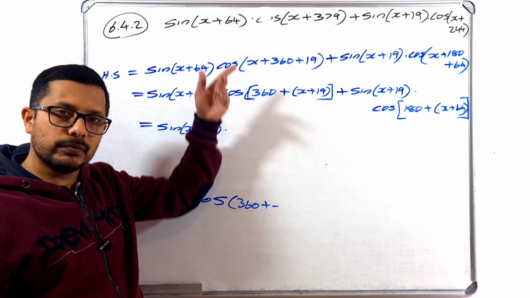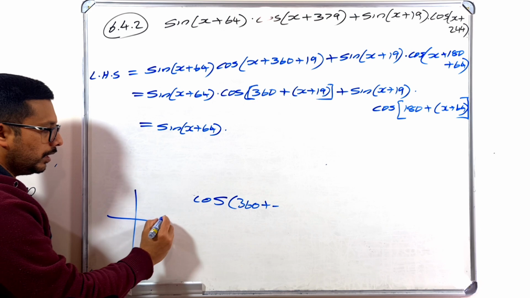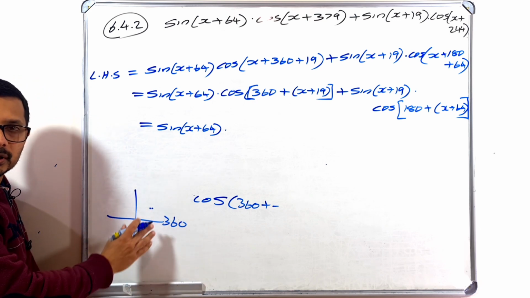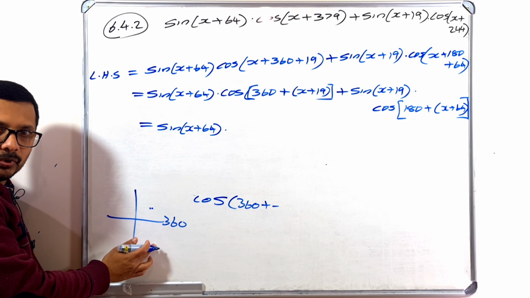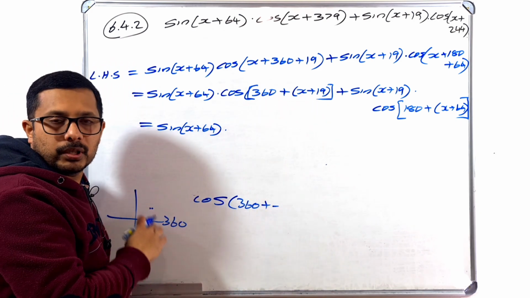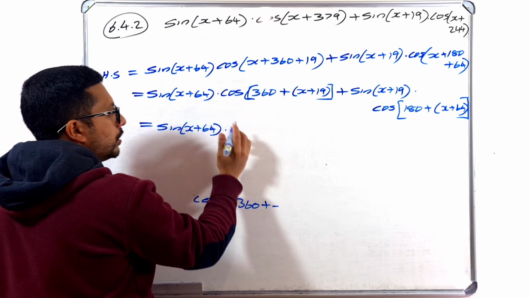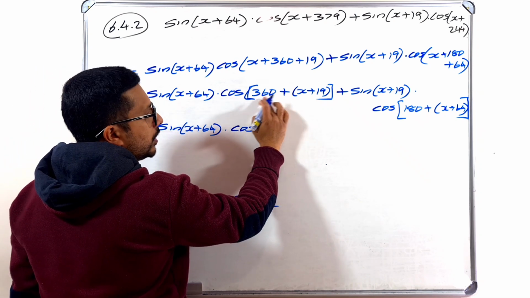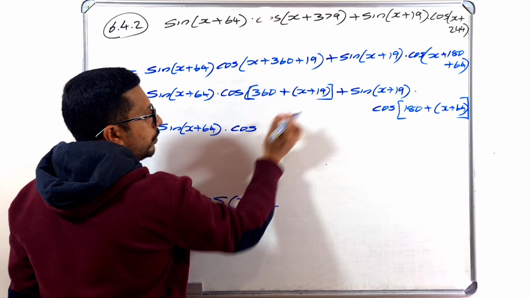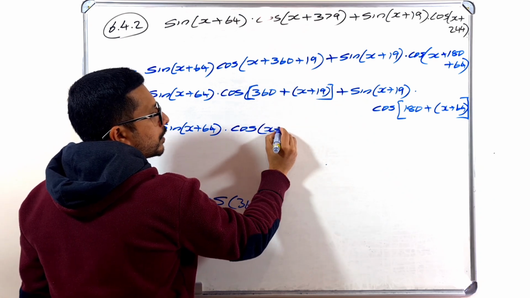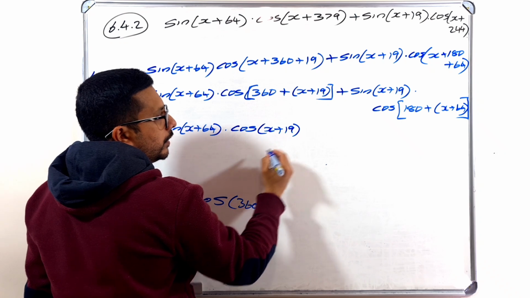360 plus means which quadrant? 360 plus means it's on the first quadrant. 360 minus is on the fourth quadrant. Okay, so this one is on the first quadrant. In the first quadrant all are positive, so cos is also positive. So it is cos of 360 plus an angle, so we are supposed to write cos of that angle. So it is x plus 19.